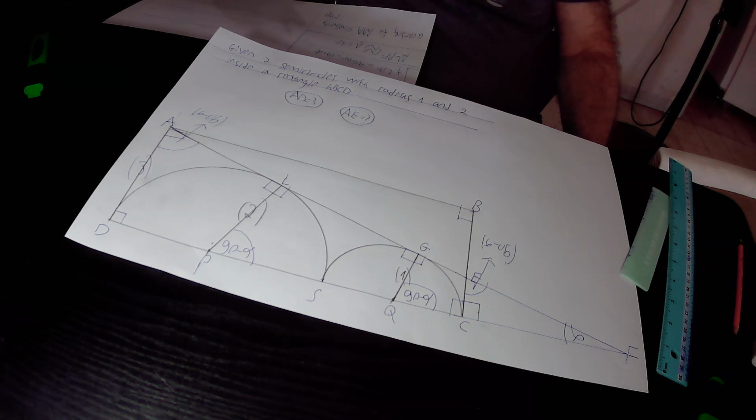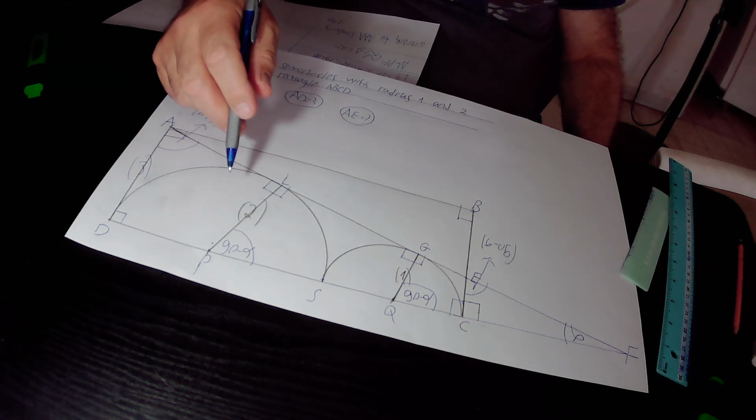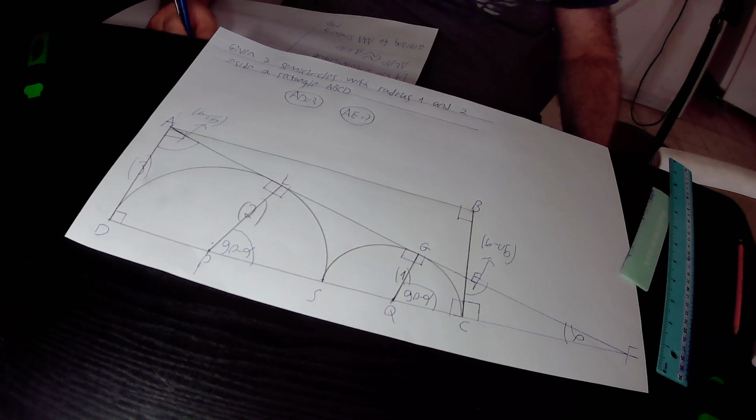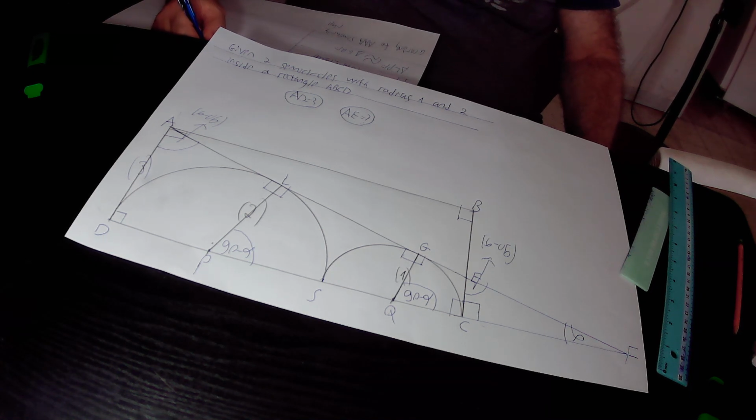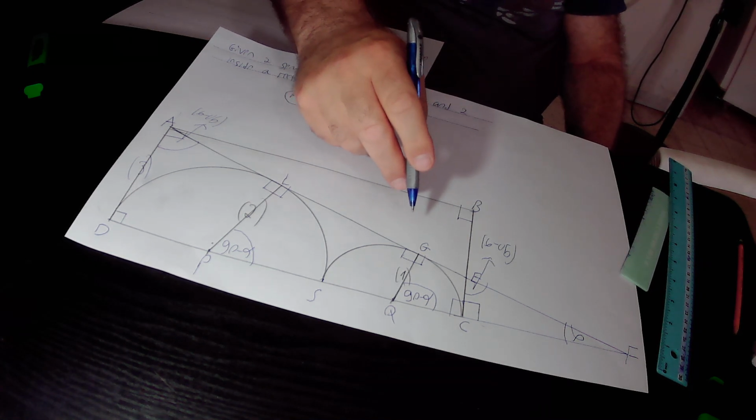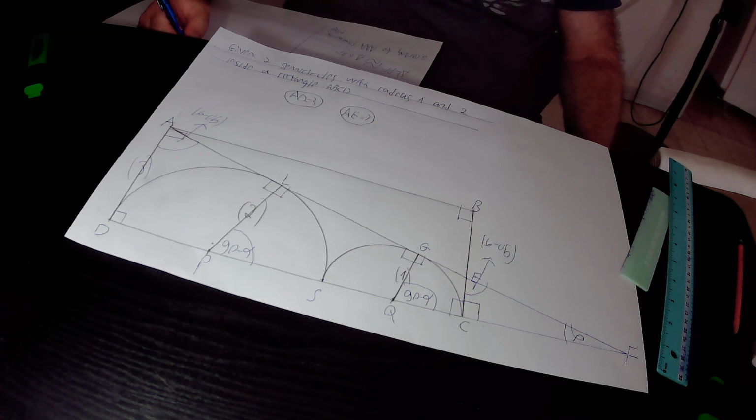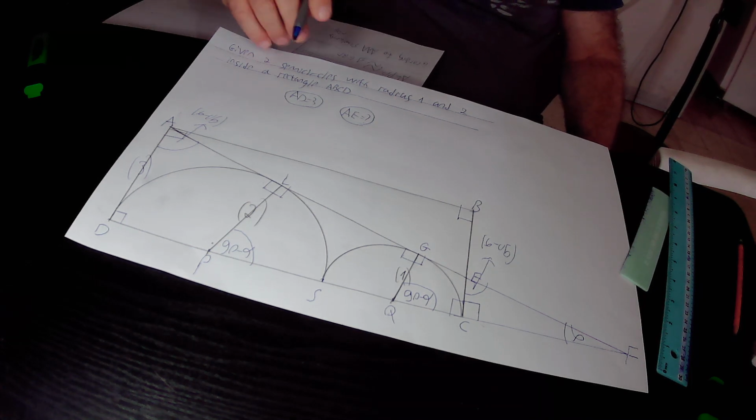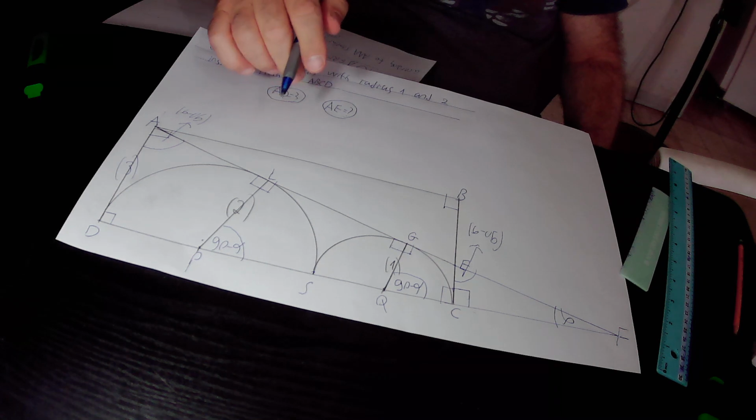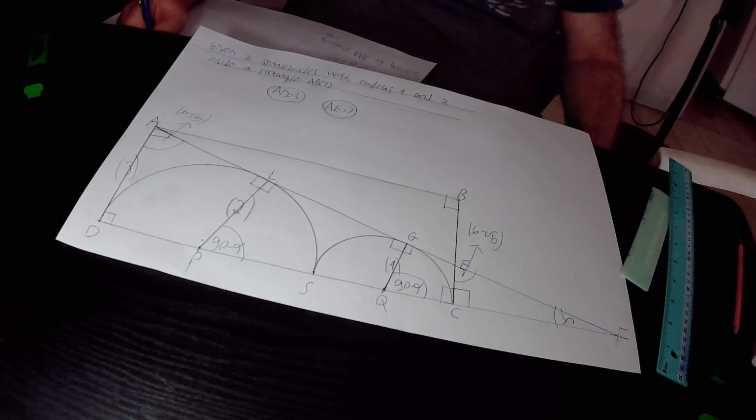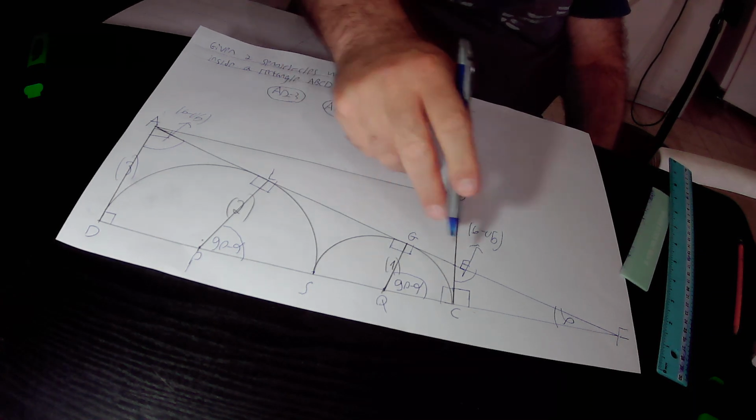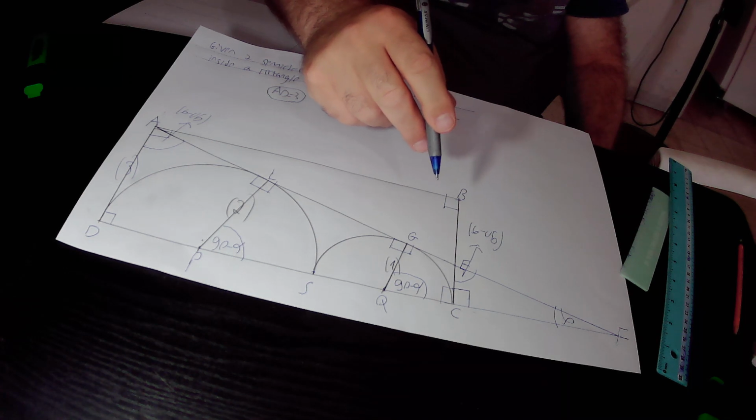We derive that side LP in the big right triangle LPF over side GQ in the small right triangle FGQ is equal to side PF in the big right triangle LPF over side QF in the small right triangle GFQ.